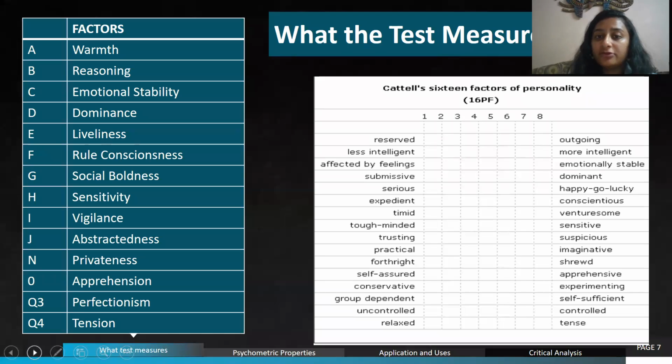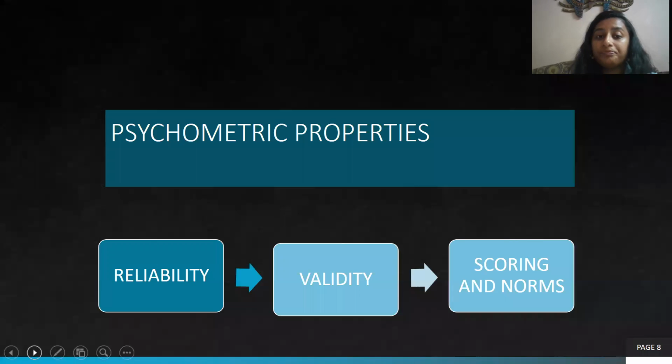What the test measures. There are 14 factors: warmth, reasoning, emotional stability, dominance, liveliness, rule consciousness, social boldness, sensitivity, vigilance, abstractness, privateness, apprehension, perfectionism, and tension. Next, the psychometric properties of the test, that is reliability, validity, scoring, and norms.